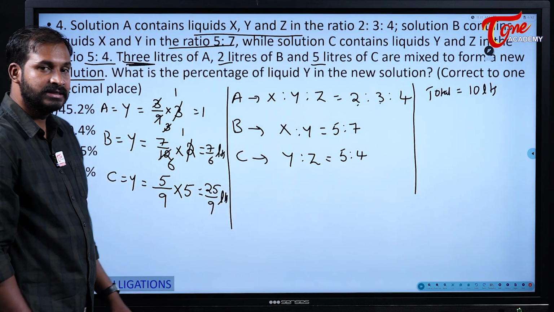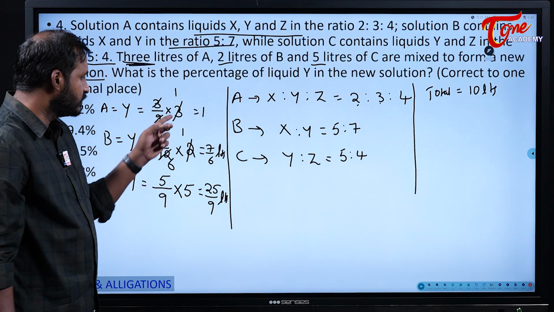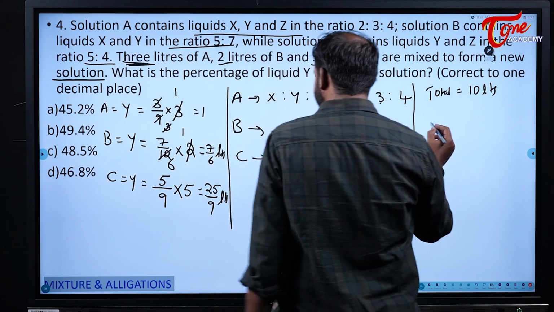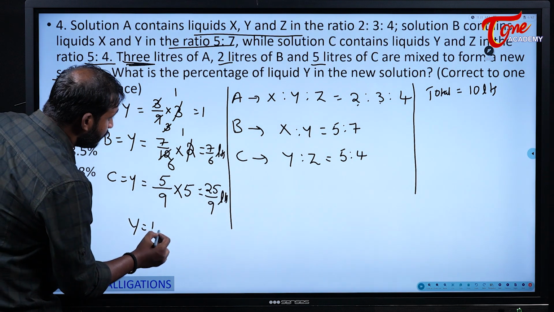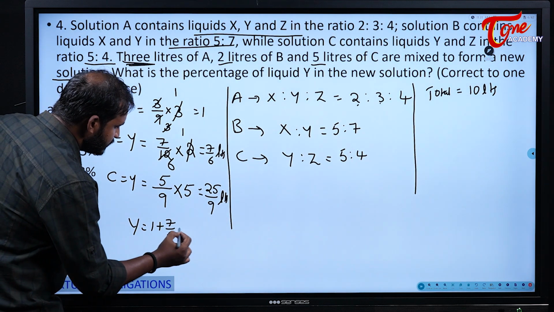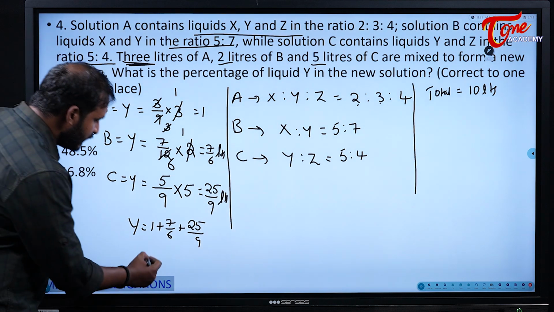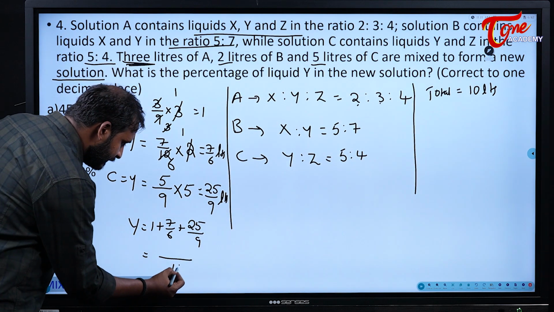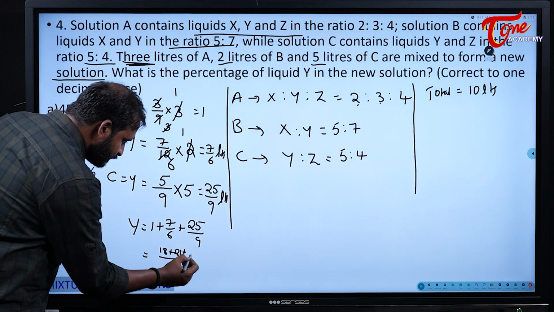Now we have the Y quantities in A, B and C. So what will the total Y quantity be? 1 plus 7 by 6 plus 25 by 9. If you take the LCM, what is the LCM for us here? 18. So 18 plus 21 plus 25.